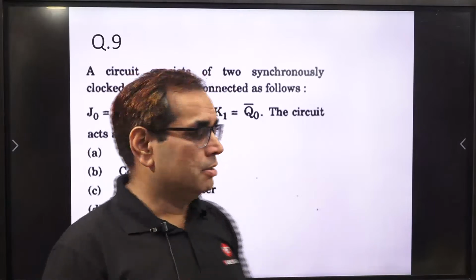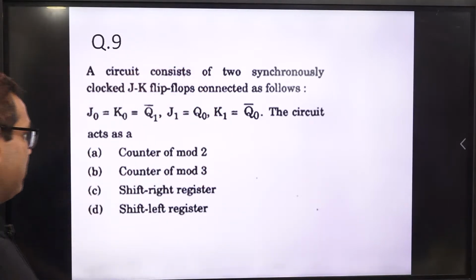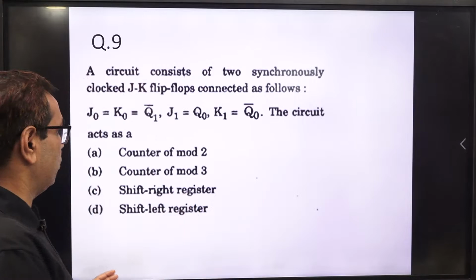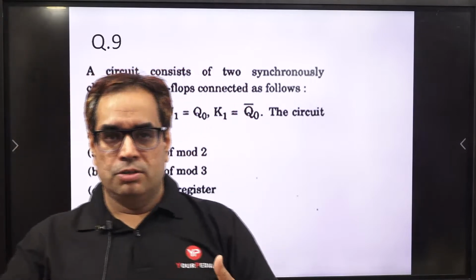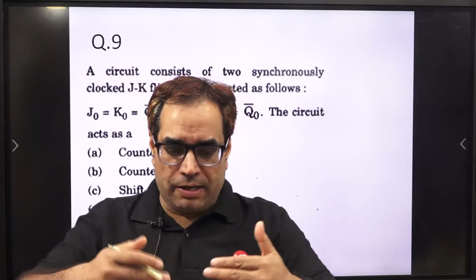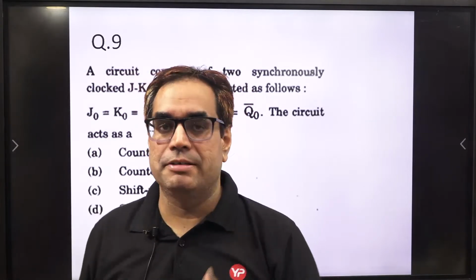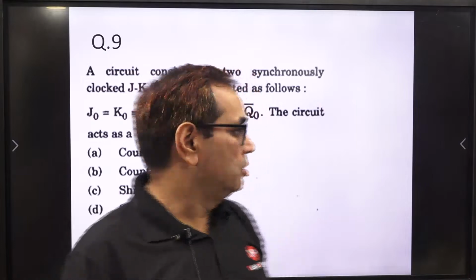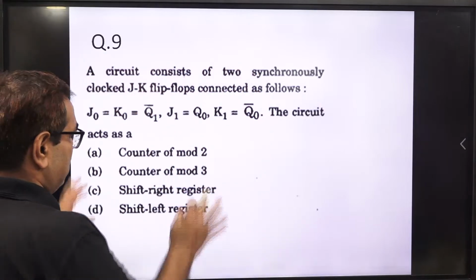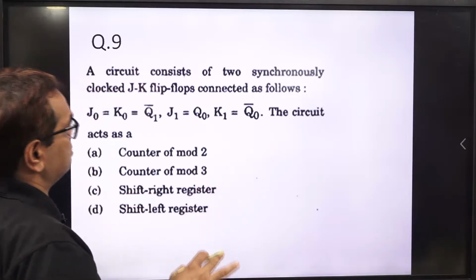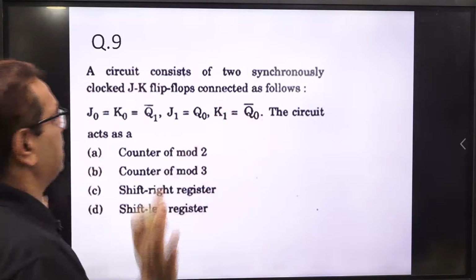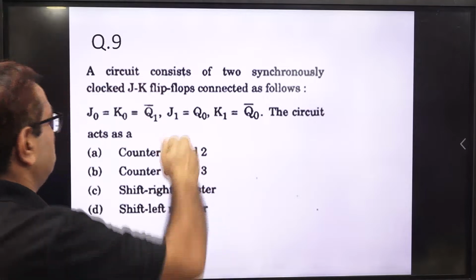So what happens in a synchronous circuit? We have two JK flip-flops here, and all the flip-flops will change state simultaneously. Without drawing the circuit, I can explain it and get the modulus, but I want to draw the circuit also to give you more clarity.